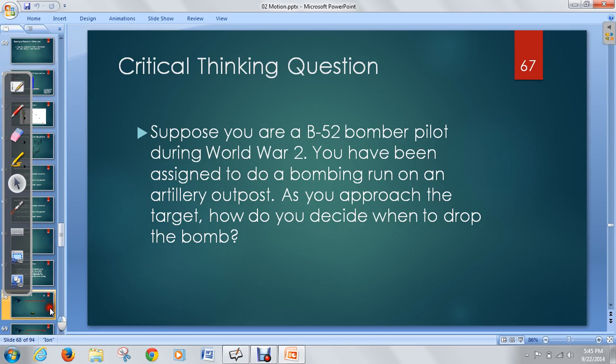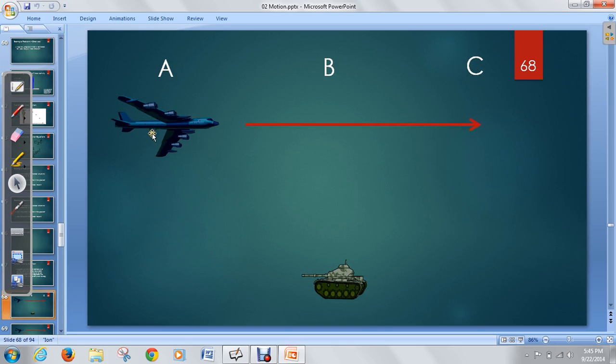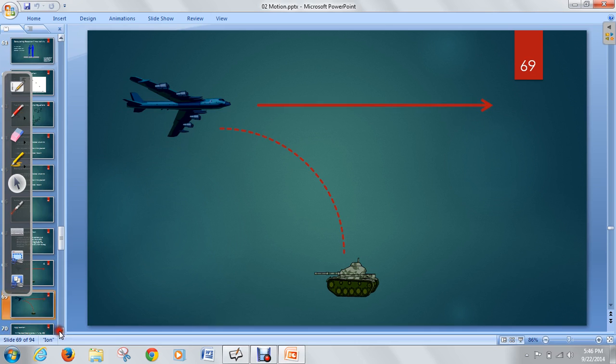So if we look at a visual, here's the plane coming by, the B-52. When do you decide to drop the bomb? Do you drop it when you're in the A position, the B position, or the C position? Now, some might be tempted to say, hey, in the B position, you'll drop it, it'll fall straight down. But that's not the case. We actually want to drop it when we're at the A position because the bomb is going to take an arched path.